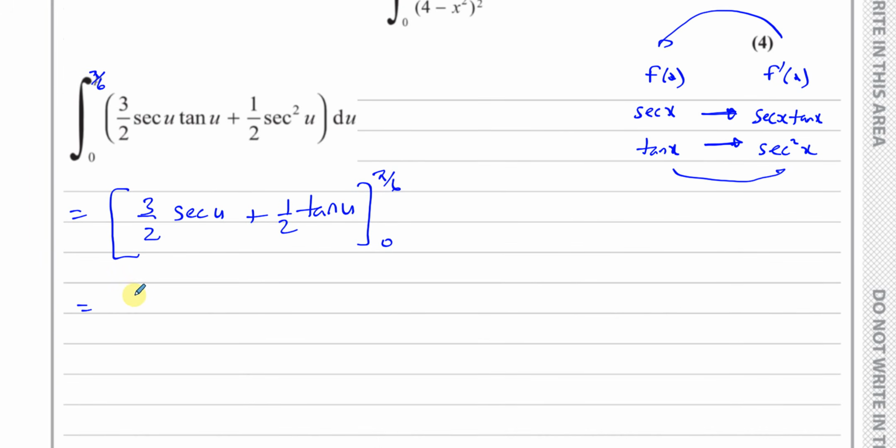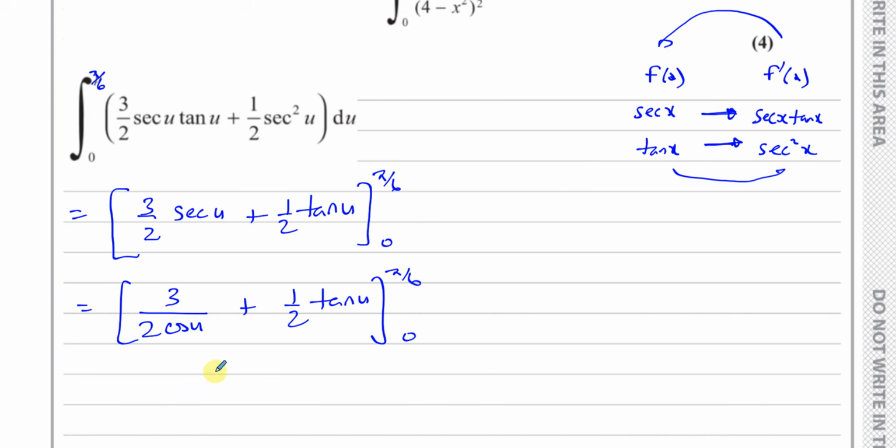So you've got 3 over 2 times secant. Now I'm going to write secant as 1 over cosine, so I'll put this as 3 over 2 cosine u, because it's easy for us to think of things in terms of cosine when we're finding values. I'll just write it like that first before we continue, plus a half tan u. That tan u is fine, we can find that easily.